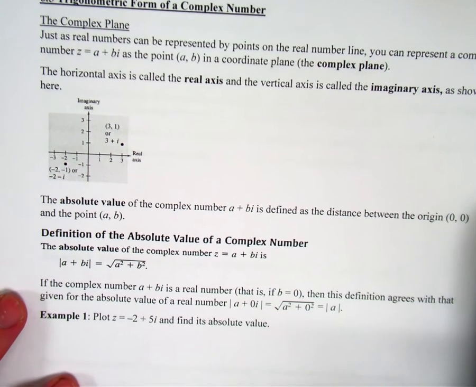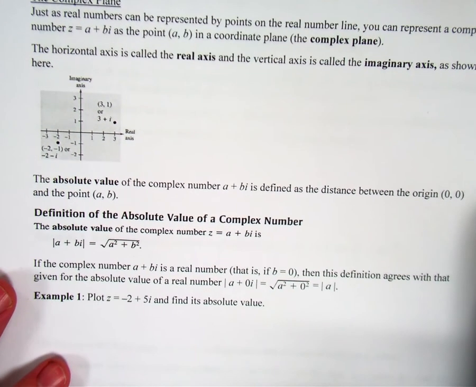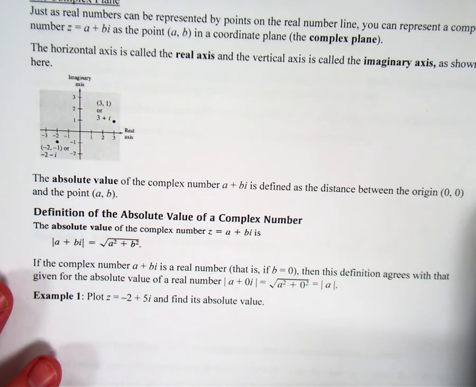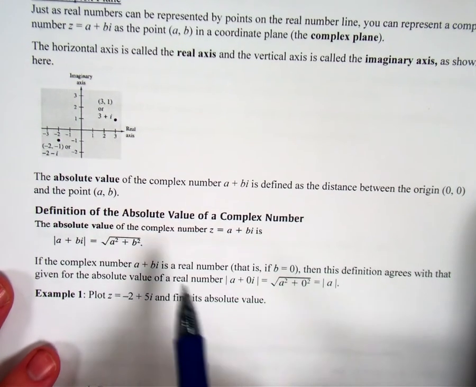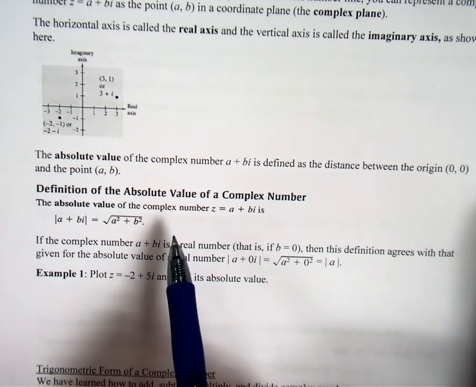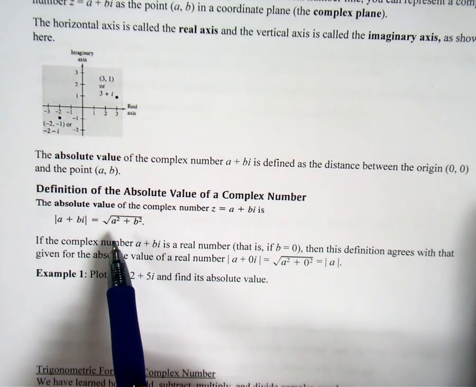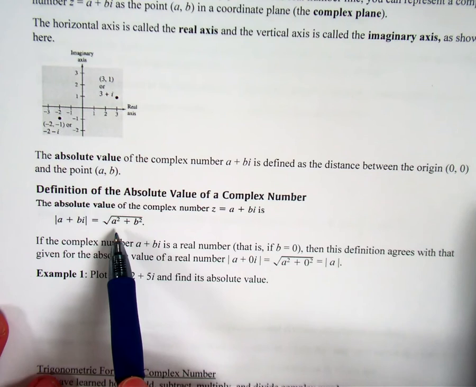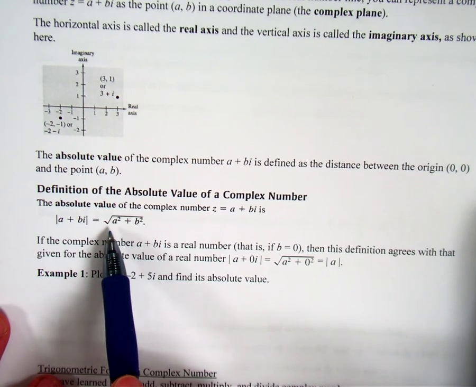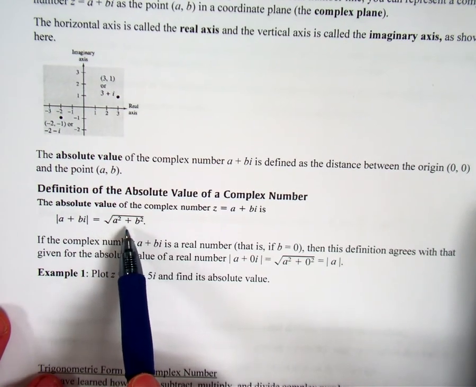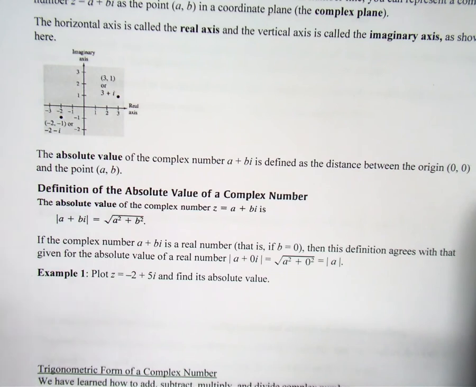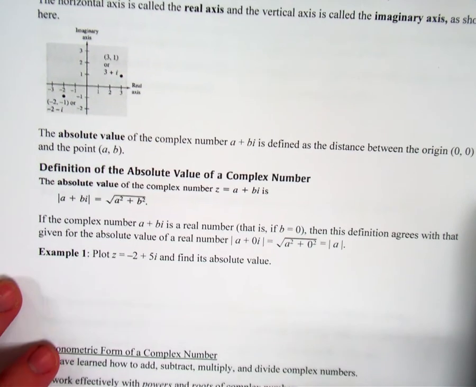The absolute value of the complex number a plus bi is defined as the distance between the origin and your point. Because we're using the origin 0, 0, it's pretty easy to do. The square root of a squared plus b squared. You're just making a triangle from the origin, so it's a squared plus b squared equals c squared. So the square root of a squared plus b squared.